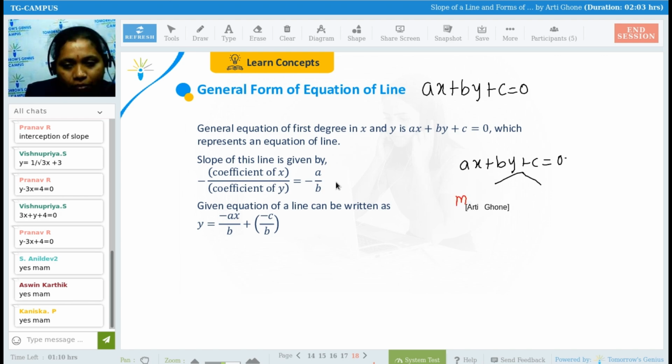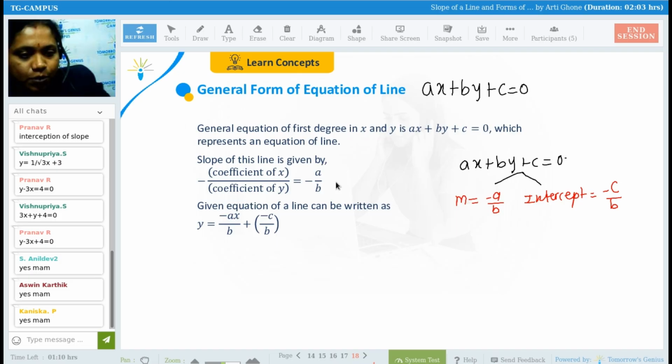This is the first data we can directly get from the equation. No need to go into any details of form or any depth. And another data we are able to get is the intercept. What is the value of the intercept? Minus c by b. Clear? These two data we can collect from the general equation of straight line. What is the general equation of straight line? ax plus by plus c is equal to 0.